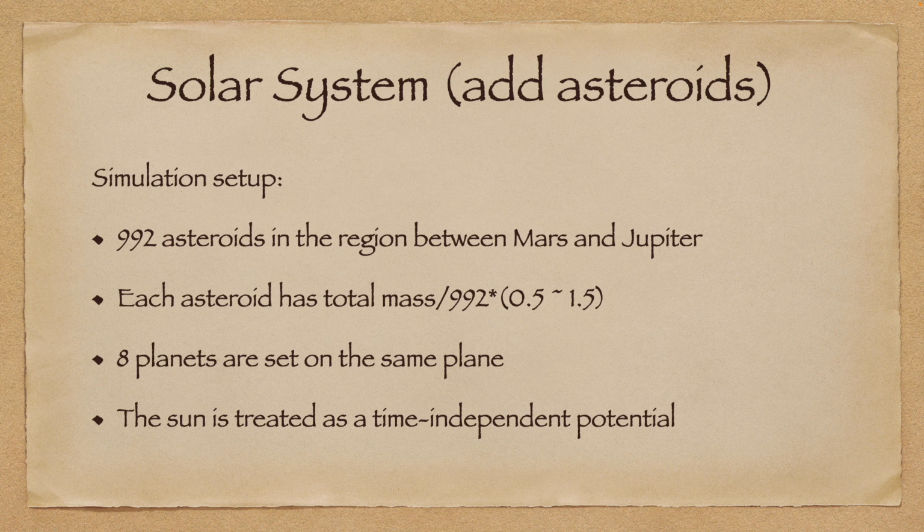And the edge particles are the edge planets, and they are set on the same plane, and the asteroid has the random theta value, and the phi value are from negative 20 degree to positive 20 degree, and the sun is treated as a tiny independent potential, so we will not consider the sun as a particle, and the sun will still give the force and the potential energy for this simulation.